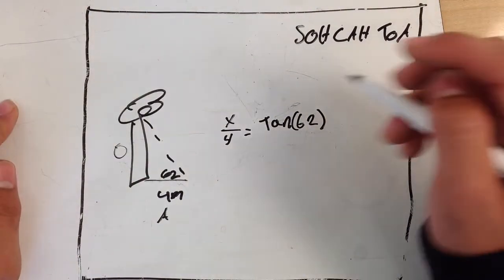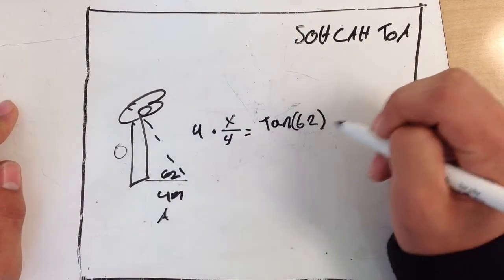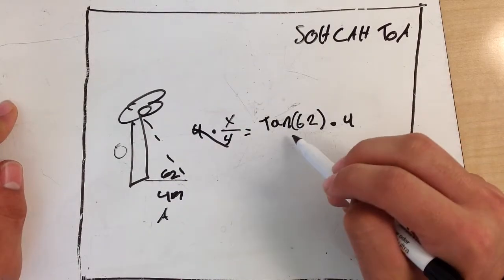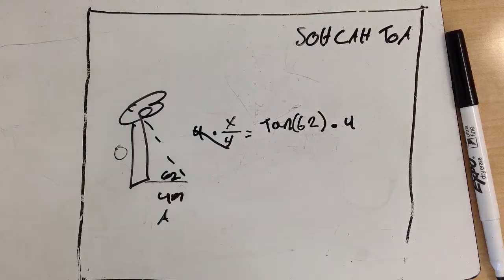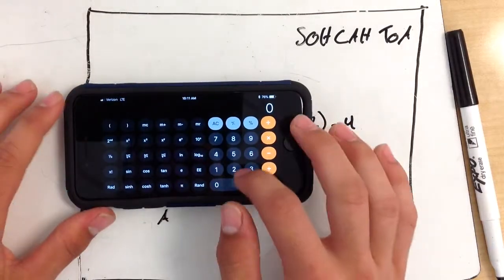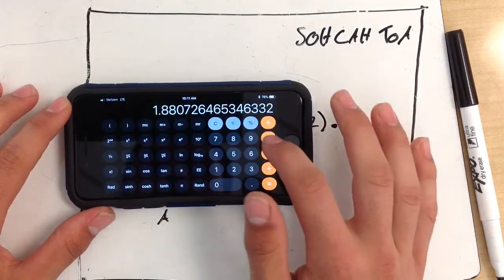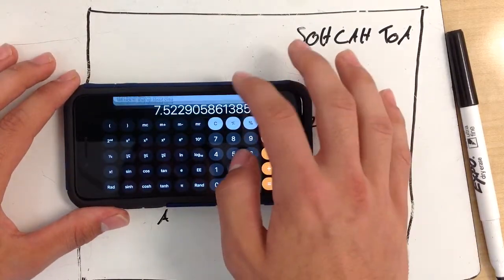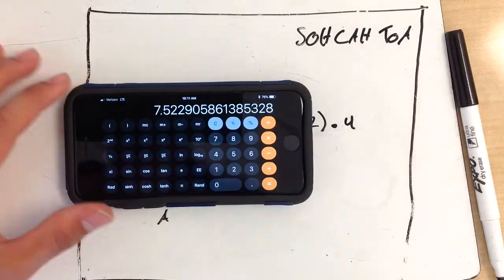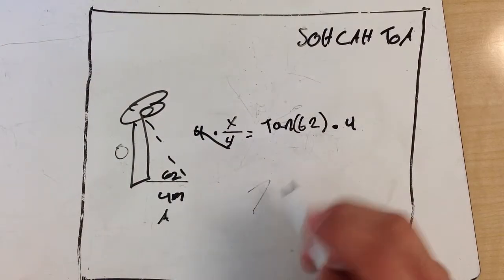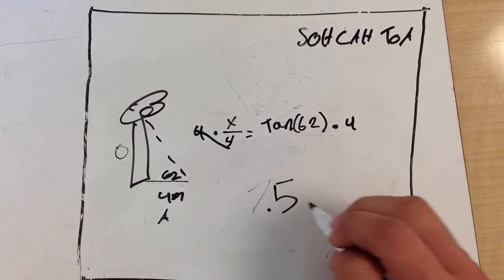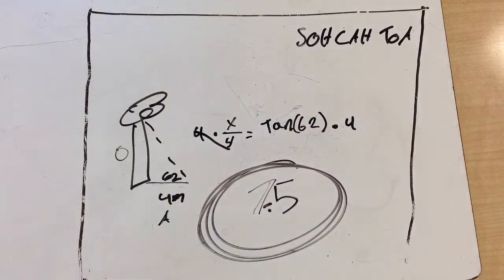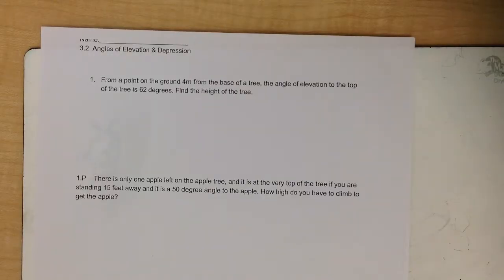So now to solve this, we have to multiply it by 4, because we can't have that 4 on the bottom there, so that cancels out. And then we'll plug this into the calculator. So first we're going to find tangent 62, and then multiply that by 4, and we get our answer. .5 is our answer. Now, try this one by yourself.